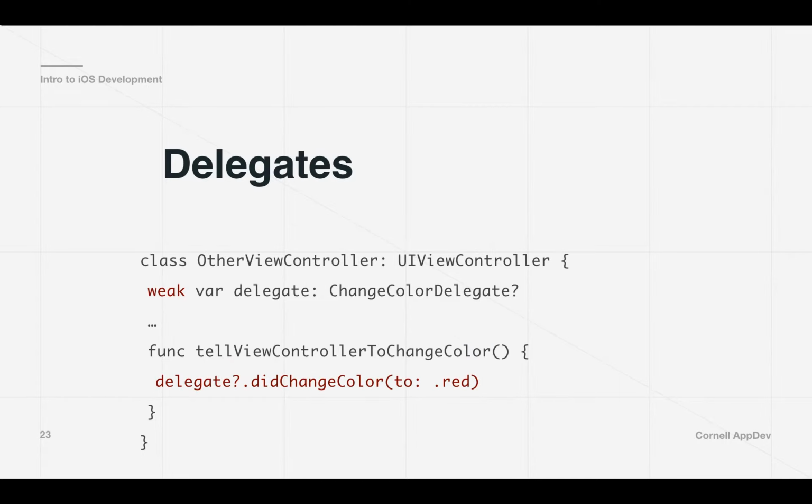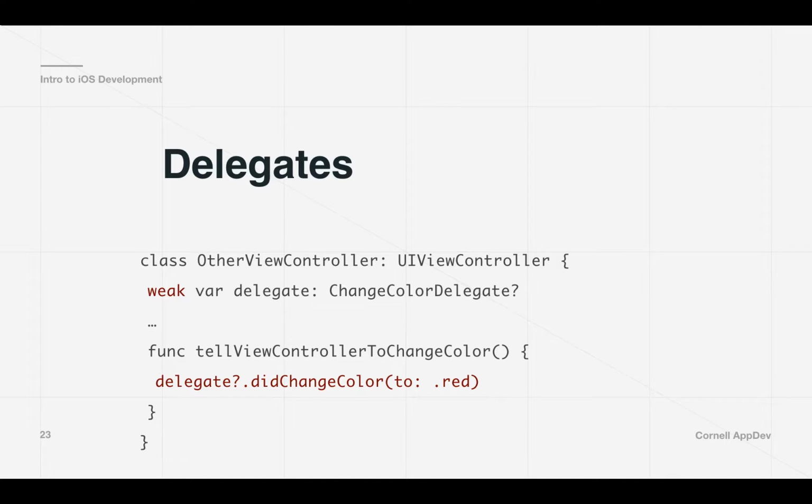So in this other view controller, we have this thing called a delegate. And this variable is weak because of automatic reference counting, which is like memory management in Swift. You don't have to worry too much about it. Just use the weak keyword for now.